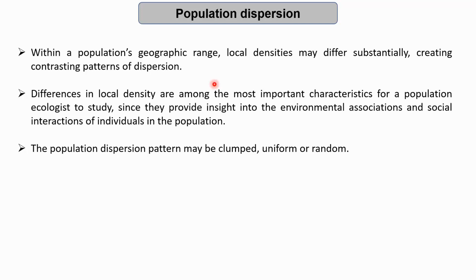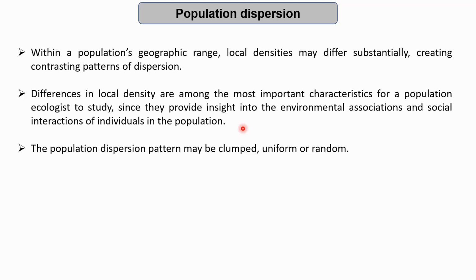Dispersion tells us how the individuals within the population are actually spaced among themselves, leading to differences in the density of the individuals within the population itself. Differences in local density are among the most important characteristics for a population ecologist to study, since they provide insight into the environmental associations and social interactions of individuals in the population. This is obvious because wherever we find better environmental conditions and better social interactions, the individuals would tend to localize more there.